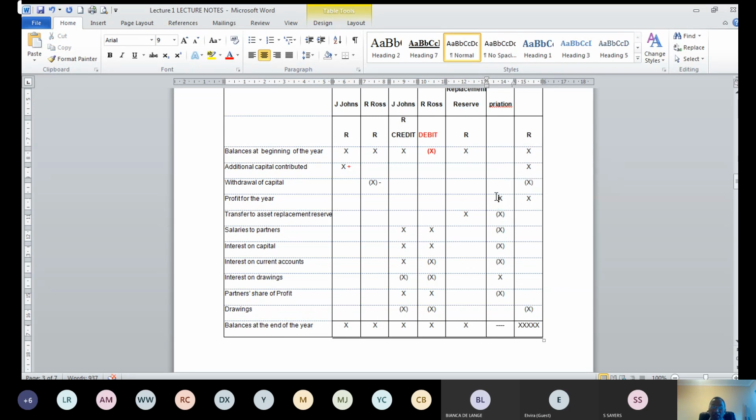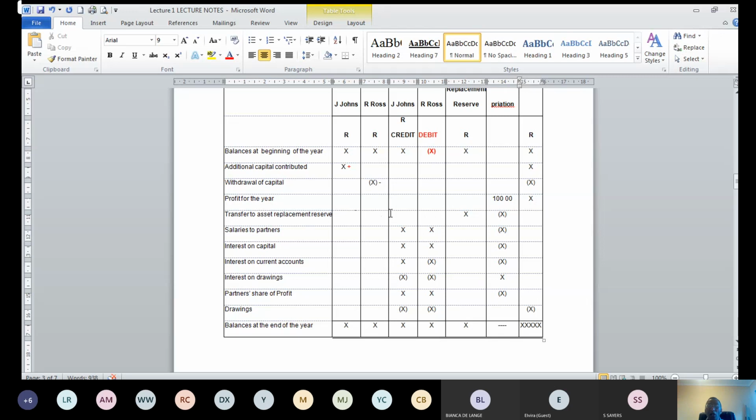So let us now just make an assumption over here, guys. I am now just going to indicate to you what happens. So we say, if the profit was 100,000 Rand, you will put down the profit as 100,000 Rand. Profit for the year transferred from the statement of profit and loss and other comprehensive income to your appropriation account, 100,000.